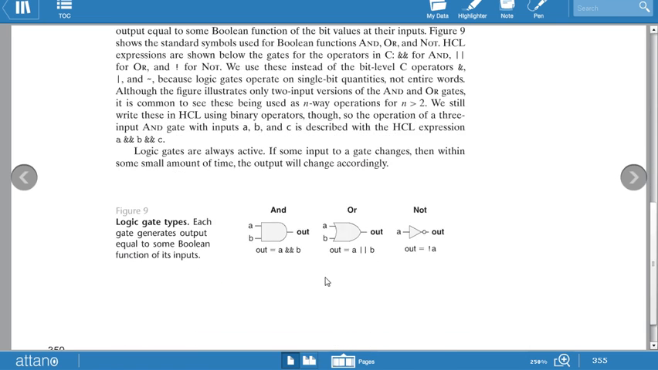These are the logic gate types. This is AND, this is OR, this is NOT. There are 2 inputs A and B and the output is only 1. There is only 1 input and only 1 output for NOT. These are the symbols: double ampersand, double pipe, NOT of A.